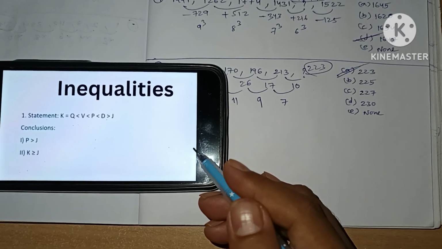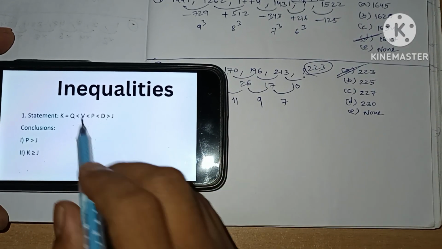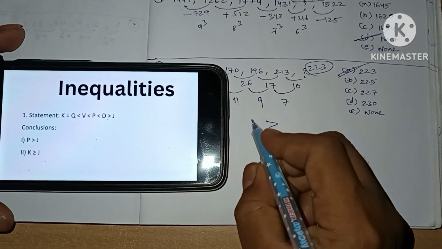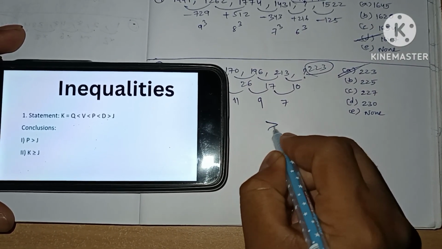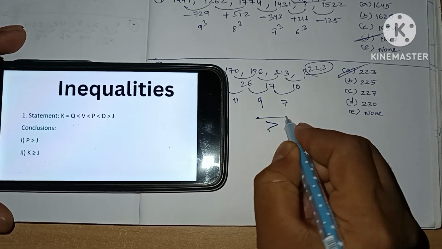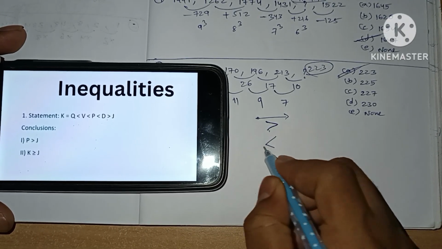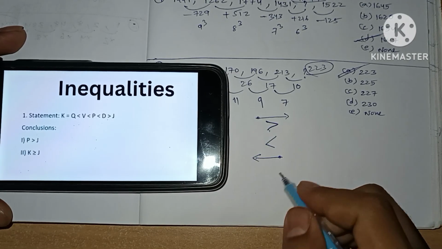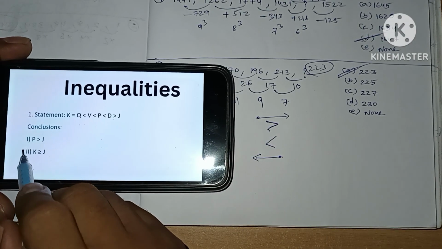Now we are going to see inequalities. The method I use here is the flow method. If we see a symbol like this, the flow is from this side to this side. If we see a symbol like this, I say the flow is from this side to this side. Let's see with the questions.